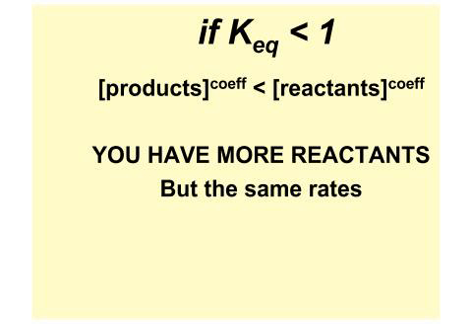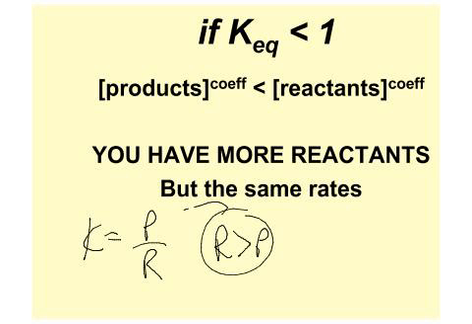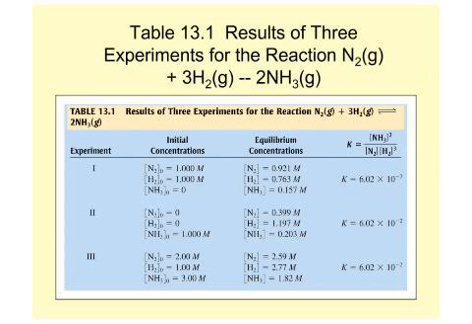If K is less than 1, remember K is products over reactants. If K is less than 1, that means reactants have to be bigger than products because that's the only way you can get a K of less than 1. But again, at equilibrium, the reactants are bigger than the products, but the rates are still the same.